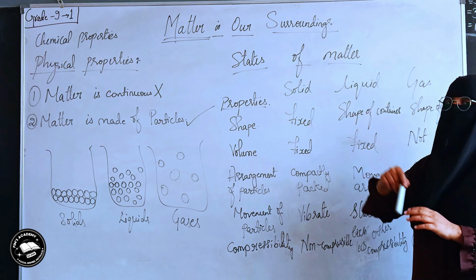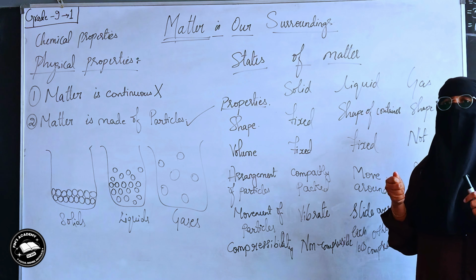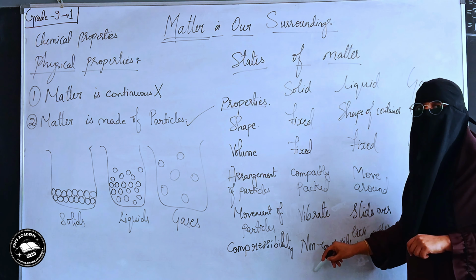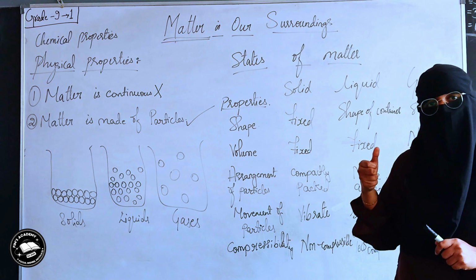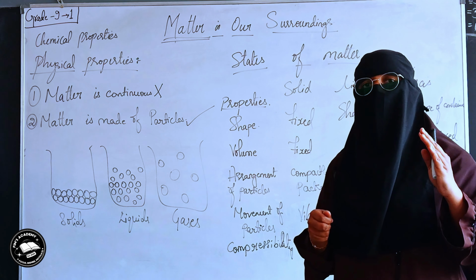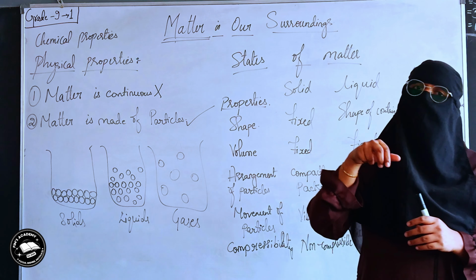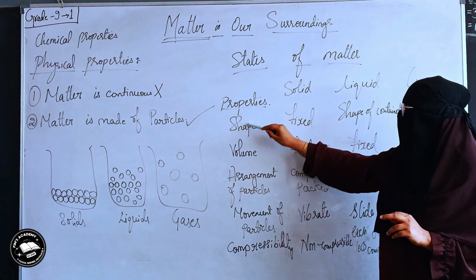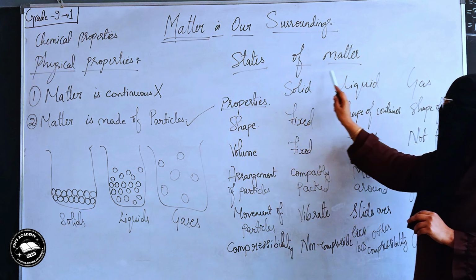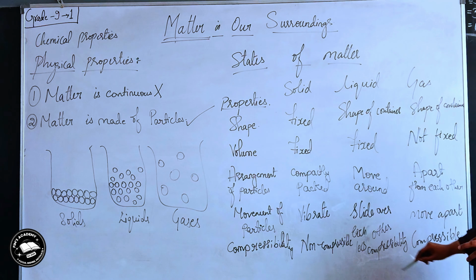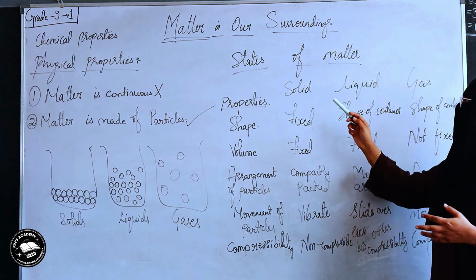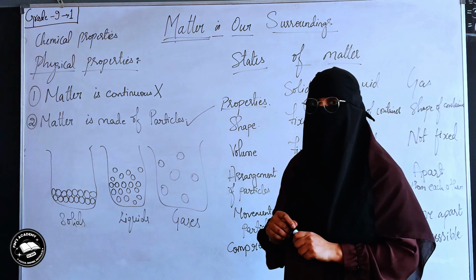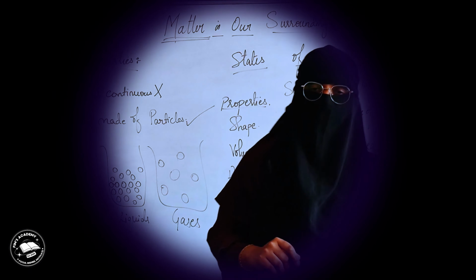But when it comes to compressing the chalk piece inside the syringe, it will become really difficult because solids are non-compressible. If I have to compress them, I have to apply a lot of force, and then the solid material can be compressed. So these are the different properties of matter through which we try to differentiate between solids, liquids and gases. I hope everything is clear till here. Let's see you in the next video.